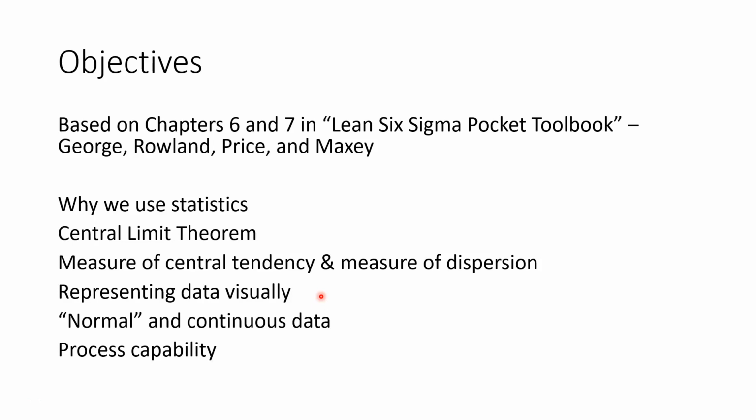But what we're going to be doing is covering some basic questions or some basic ideas that I wanted to highlight from there, which is why we actually use statistics. Why that's such a big part of Lean Six Sigma. A major concept called the central limit theorem, measures of central tendency and measures of dispersion, representing your data visually, then going to normal and continuous data, and then finally round out with process capability. So let's start off here.